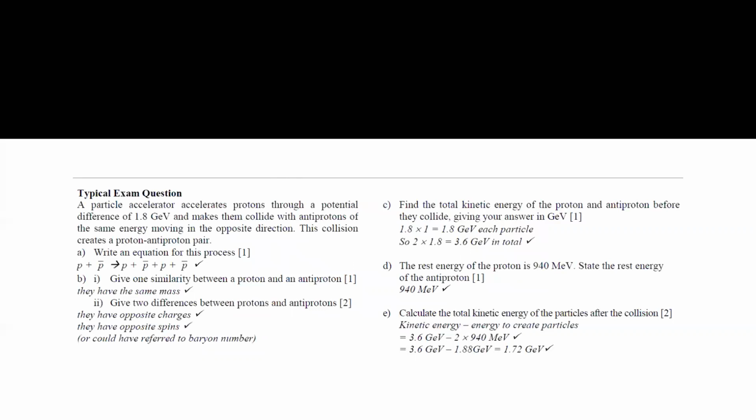So, an example: a particle accelerator accelerates the proton through a potential of 1.8 giga electron volt. This is a voltage, 1.8 giga electron volt, and makes them collide with an antiproton. So basically proton and antiproton collide with each other, with the same energy but in opposite directions. The collision creates a proton and antiproton pair, like here you can see.